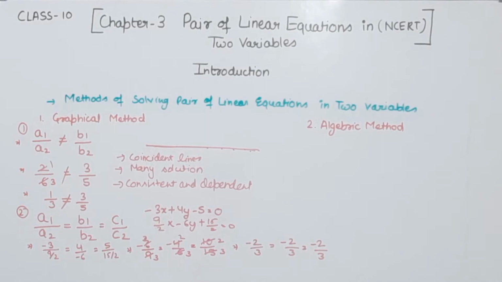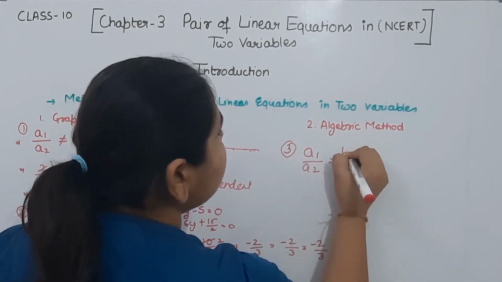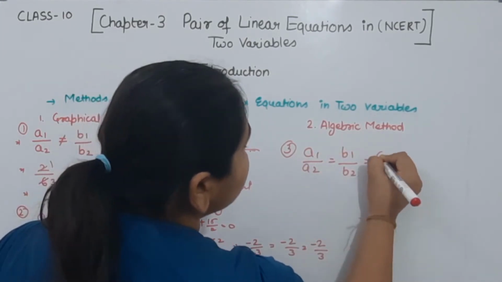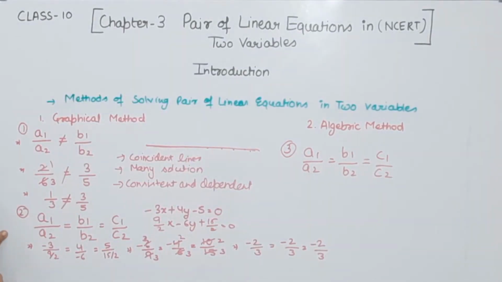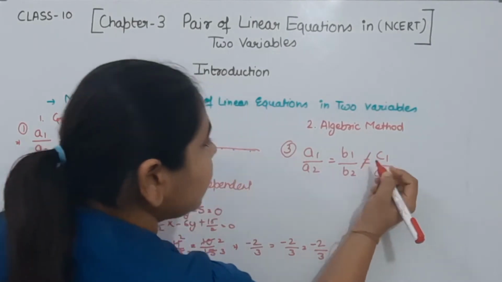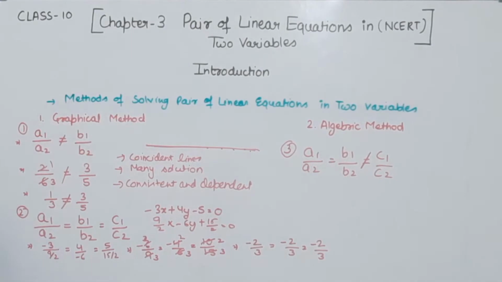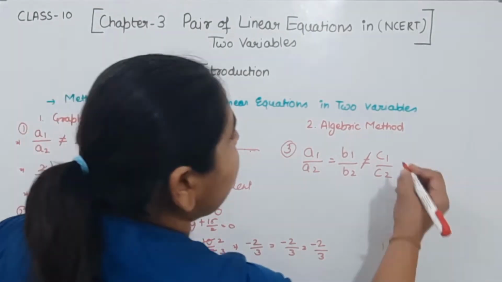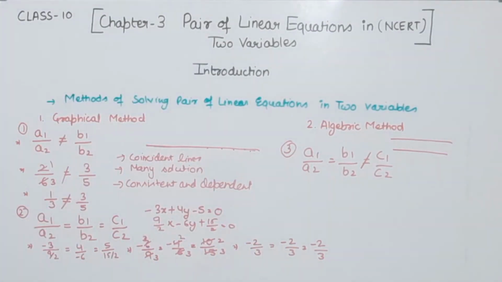Now this one is case 2. Now comes to case 3. In this one, A1 by A2 is equal to B1 by B2 but not equal to C1 by C2. In this case we will have parallel lines like this one. Now they do not meet each other at any point. That means they will have no solution.